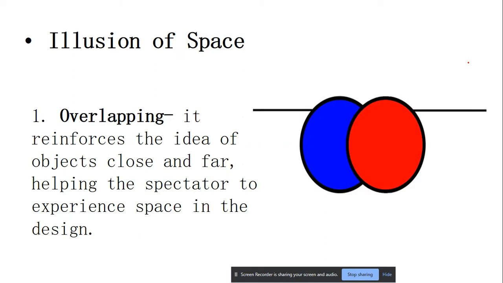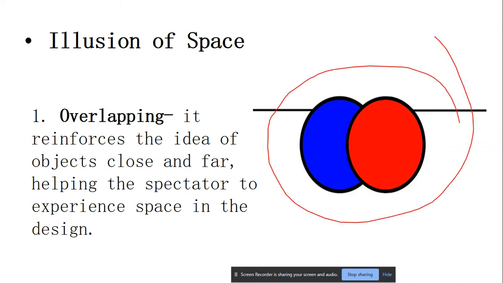Okay, now let's have the illusion of shape of space. This one, the overlapping, reinforces the idea of objects close and far, helping the spectator to experience space in the design, just like this one. The overlapping reinforces the idea of objects close and far, helping the spectator to experience space in the design.